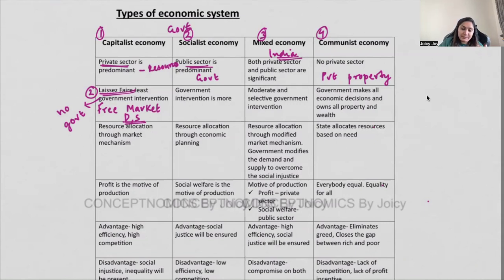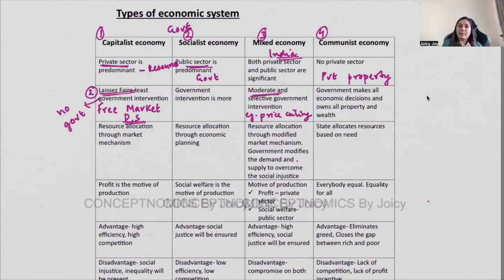The third one is the mixed economy, where moderate and selective government intervention would be there. Like in the case of India, even though we have a free market, the government often regulates this market through various policies. A very good example of such a policy would be price ceiling. At times, the government fixes the ceiling price, that is the highest price at which you can sell a commodity. So here government intervention would be there, but not as frequent and as regular as in the case of a socialist economy. And the market is not as free as in the case of a capitalist economy. It's a balance of both.